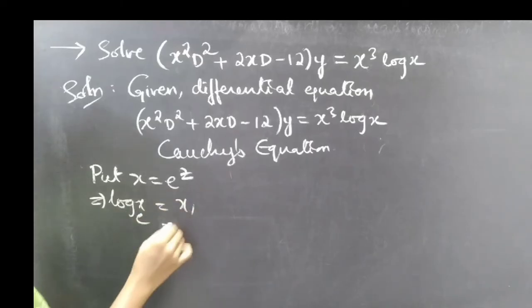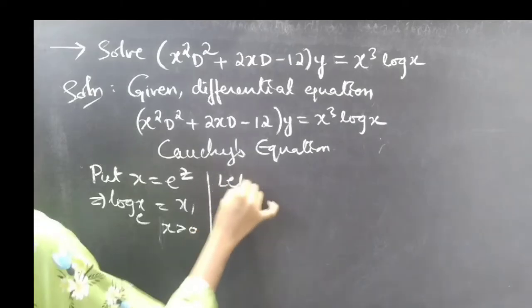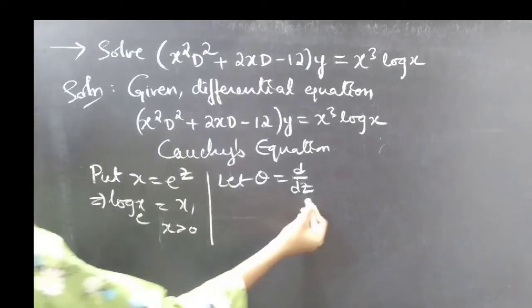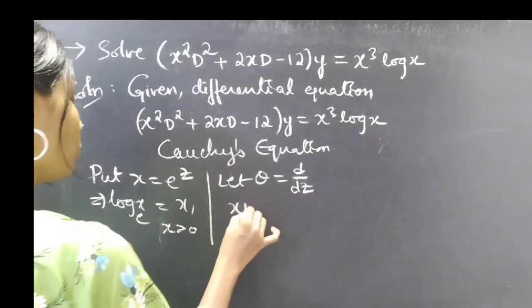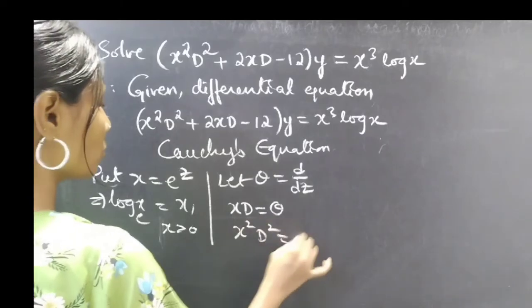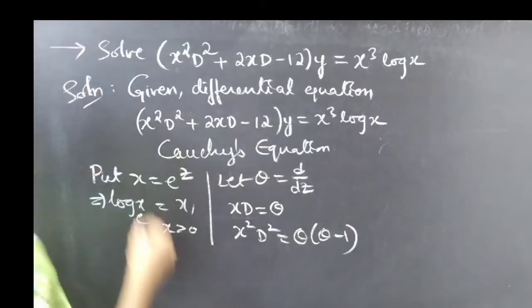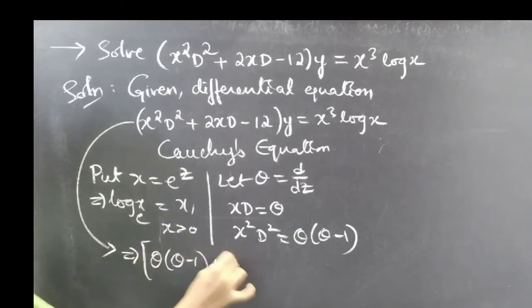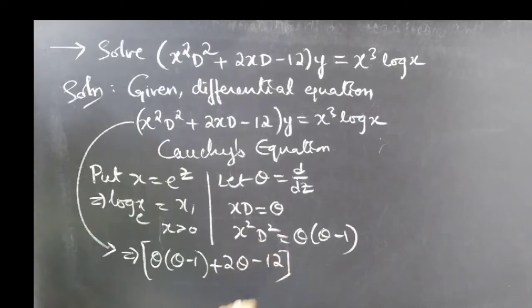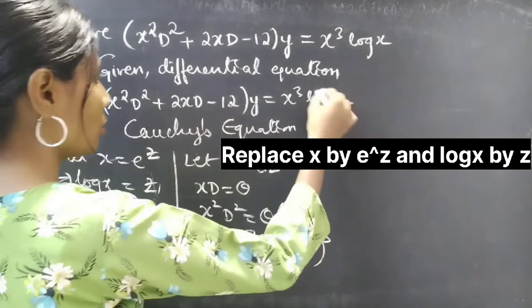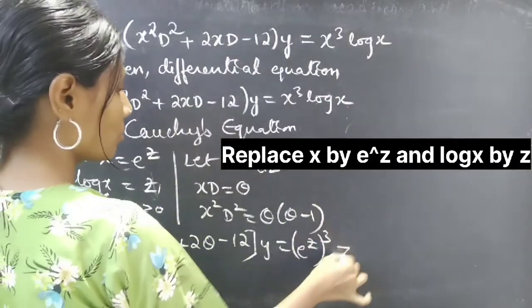For x greater than 0, let theta = d by dz, where theta is a differential operator with z as the independent variable. Then xD = theta, and x squared D squared = theta (theta - 1). Now the above equation becomes (theta (theta - 1) + 2 theta - 12) y = ... directly replace log x by z.